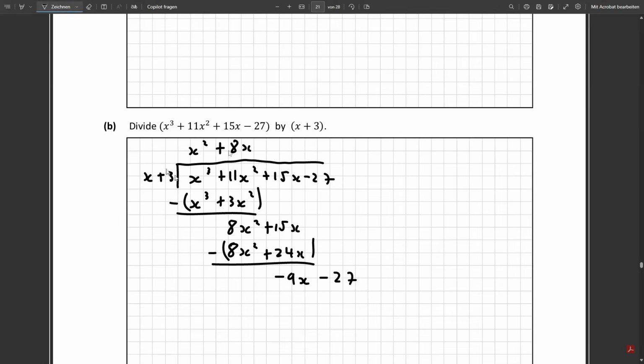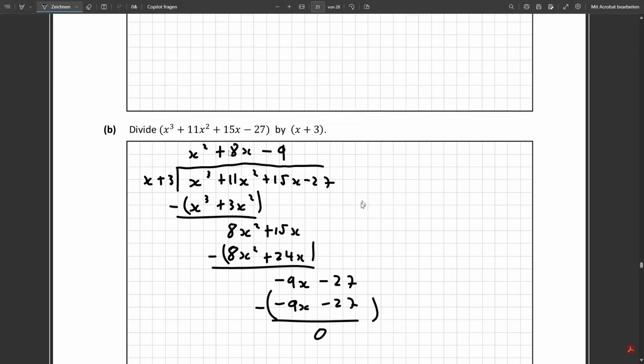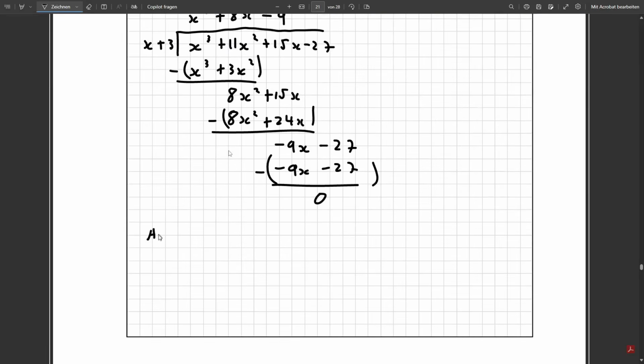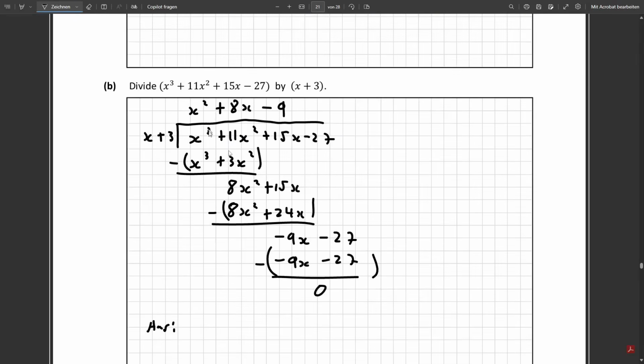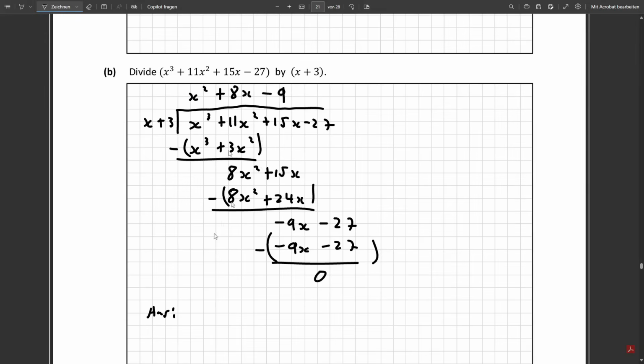So x goes into this minus 9 times, because minus 9 times x gives us minus 9x. Minus 9 times 3 gives us minus 27. If we subtract that off, this is our remainder, it's 0. So that means that the answer is just this thing on the top. So it's x squared plus 8x minus 9.